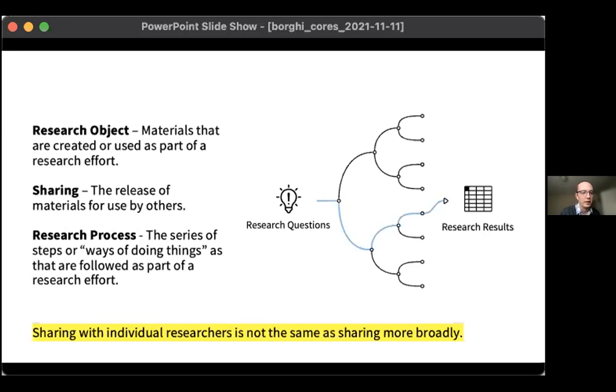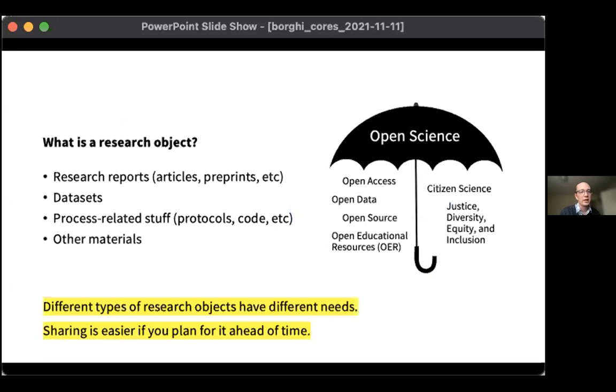And just to reiterate, sharing with individual researchers is not exactly the same thing as sharing more broadly. And we'll talk about that when we talk about some specific things. Okay, so like I said, a research object might include research reports, articles, preprints, even more preliminary reports if you have those, posters, that kind of thing. It can include data sets, it can include process related stuff, which is my really technical way of referring to protocols or research related code, things like that, and other materials.